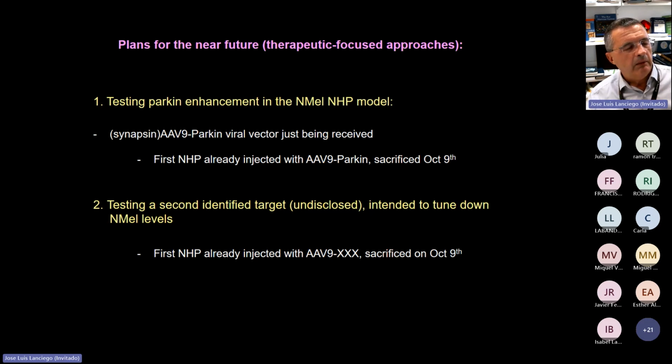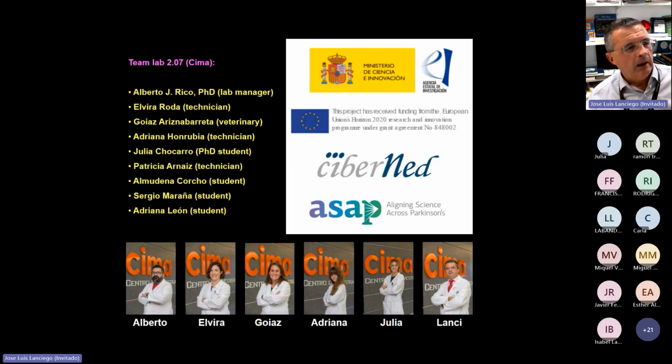And we have just injected one animal. We're keeping an eye on it; it was sacrificed last week. So it's too early to say anything. And we have another potential target that so far I prefer to leave undisclosed, that follows more or less the same rationale. And that's all so far.